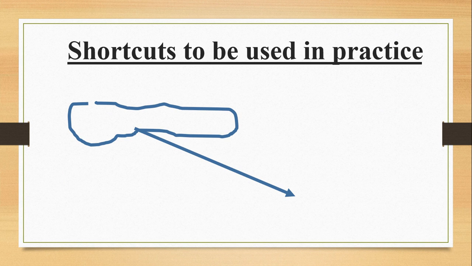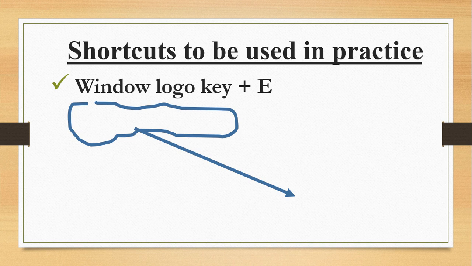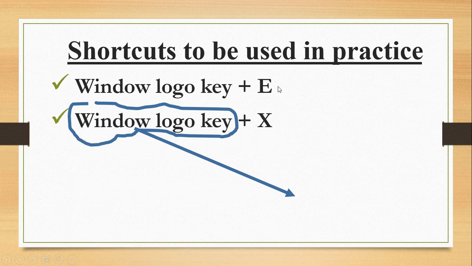Here are shortcuts to be used in practice. The first shortcut that we will be using is Windows logo key and E. To press this shortcut, you press and hold the Windows logo key, and then you press E. That's the first shortcut that we'll be using. The second one is Windows logo key plus X. You shall also be using this shortcut.